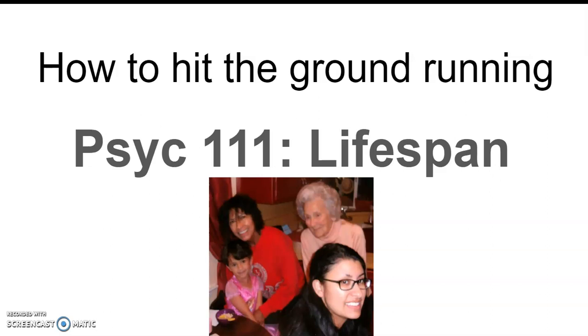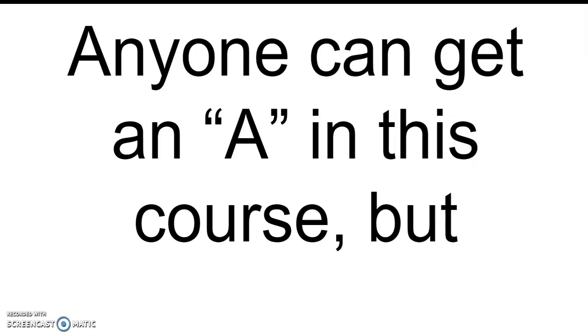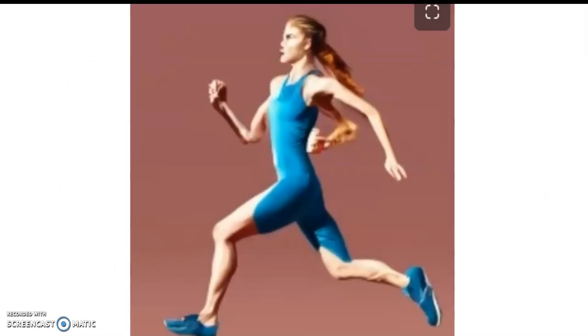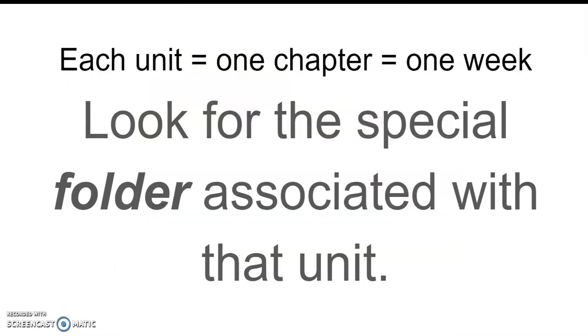In just a few days, the Psych 111 Lifespan Development class begins at Crafton Hills College. This section is entirely online and asynchronous, and I'm going to tell you how to get an A for the class. Anyone can get an A in this class, but most students run out of time before they earn their 900 points. Don't let that be you. You have to start running from the very beginning.